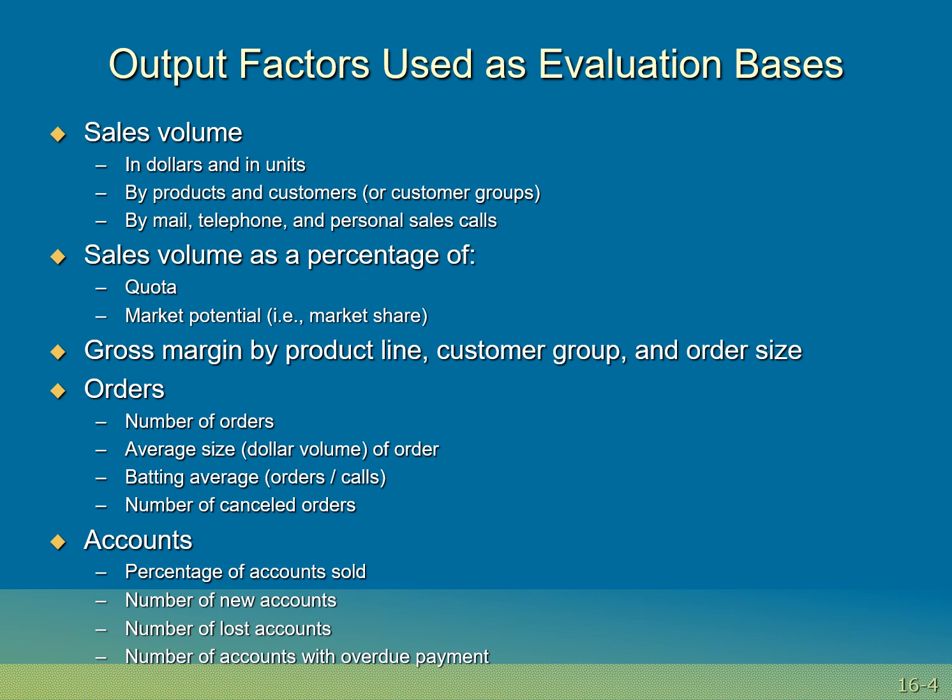You can also use the gross margin by product line, by customer group, or by order size. You can even count the number of orders, or the average size of orders, that's the dollar volume of the order. How big is the dollar value of the sales order? You can do batting average. What's a batting average? Batting average is a term used in baseball. It's like the number of orders divided by the number of calls. Let's say you made 100 calls and you got 50 orders. 50 divided by 100 is 50%, right?